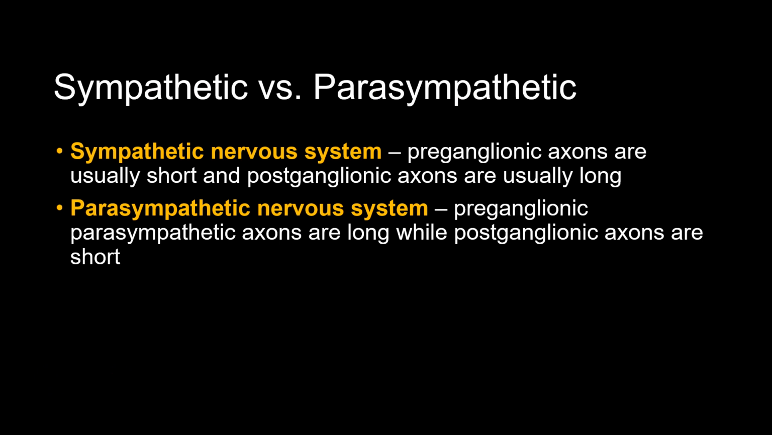And the length of these axons depends on which particular branch of the ANS they are in. In the sympathetic nervous system, you'll find that preganglionic neuron axons are very short and postganglionic axons are very long, while the opposite is true in parasympathetic nervous system responses. In the parasympathetic nervous system, you're going to find that preganglionic neuron axons are very long, while postganglionic axons are very short.